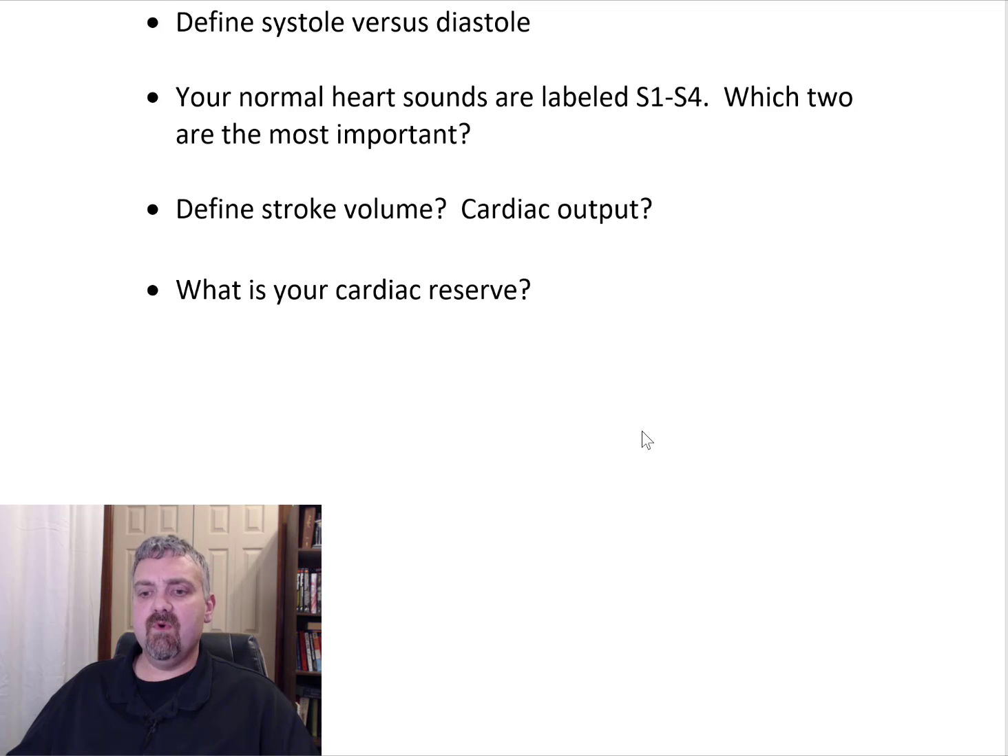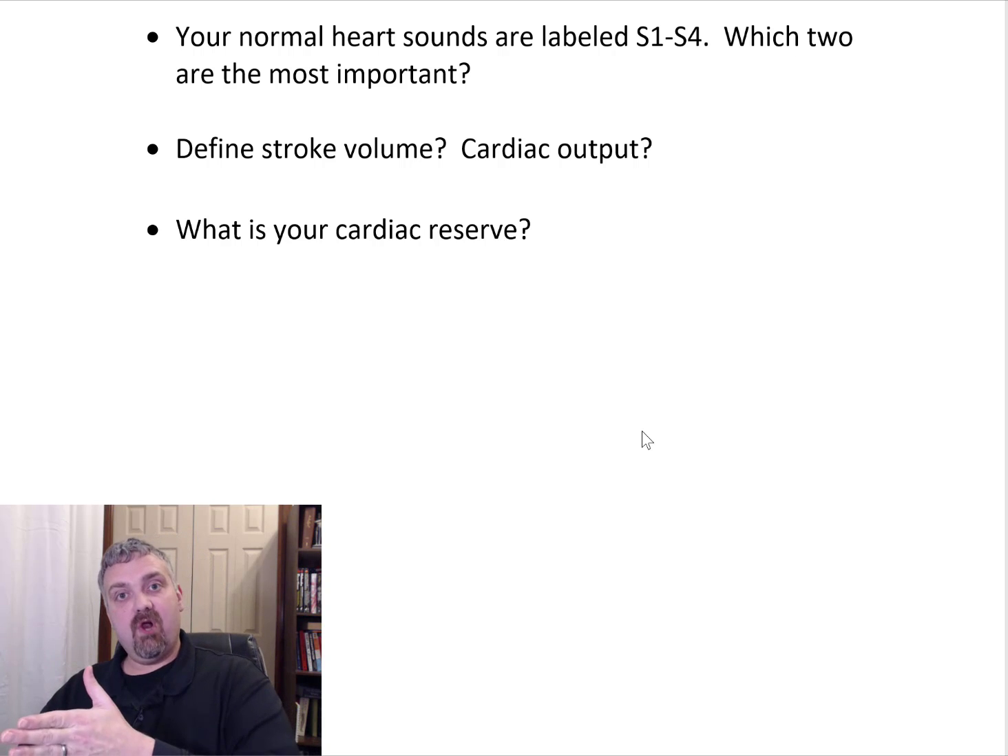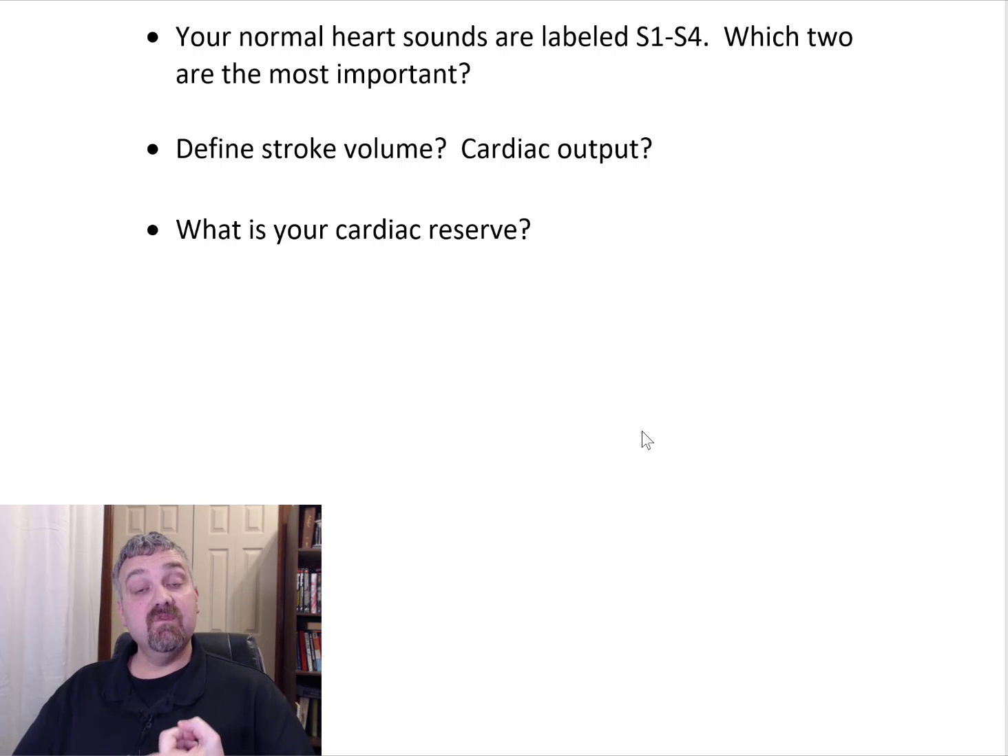All right, define stroke volume and cardiac output. These are very important. Your stroke volume is how much blood you move per beat, how many milliliters of blood you can move per contraction. Your cardiac output is your stroke volume times your heart rate. That's how many liters of blood you're moving in a minute. You take your stroke volume, how much blood moves per contraction, times your heart rate, how many times your heart contracts in a minute, and that's your cardiac output. So stroke volume is how much blood moves per beat. Cardiac output is how much blood moves per minute: stroke volume times your heart rate.